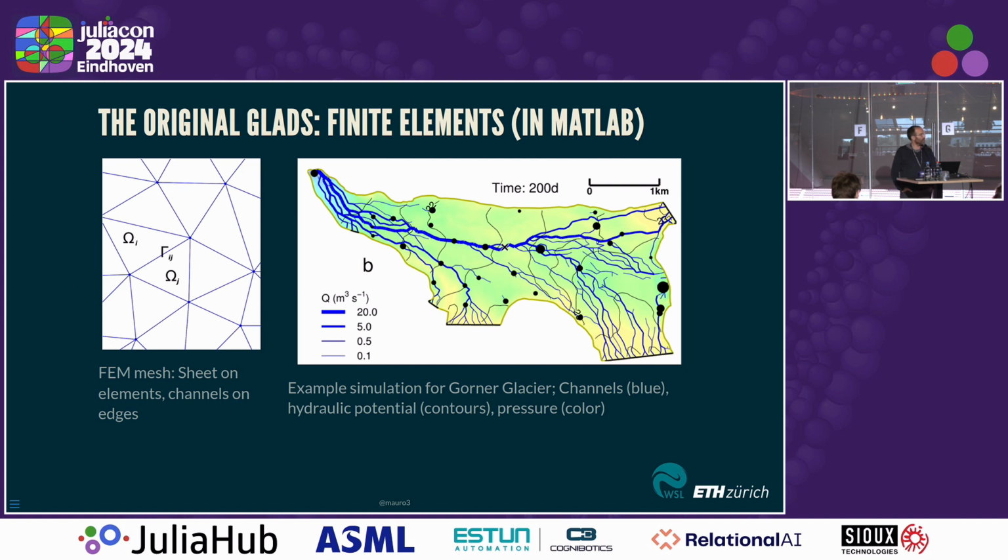This is for Gorner Glacier, an alpine glacier. Blue are the channels it develops, the contours are the contours of the hydraulic potential, and color is the water pressure.